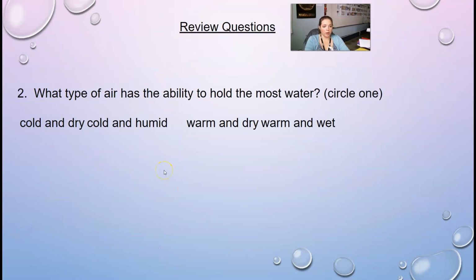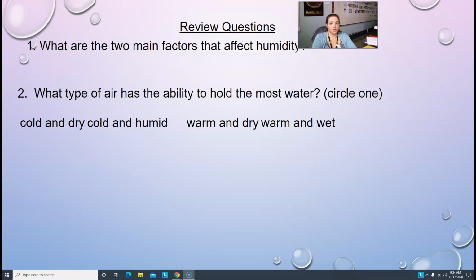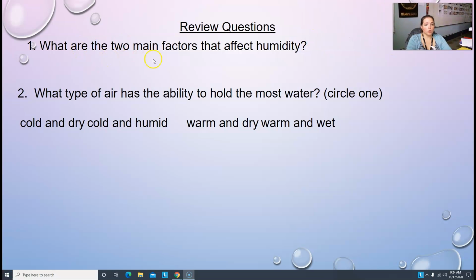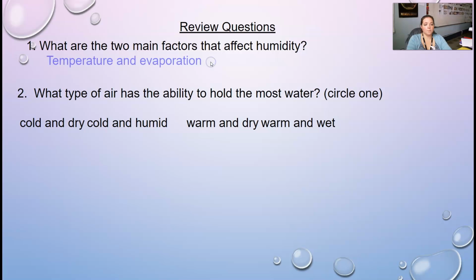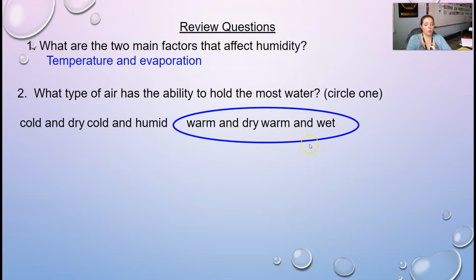Review questions real quick. What type of air has the ability to hold the most water? Cold and dry, cold and humid, warm and dry, warm and wet. Which one? Oh, sorry. I skipped one. What are two main factors that affect humidity? Temperature and evaporation. Warm and wet, that one would hold the most water.